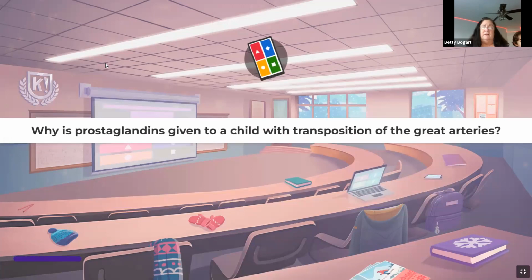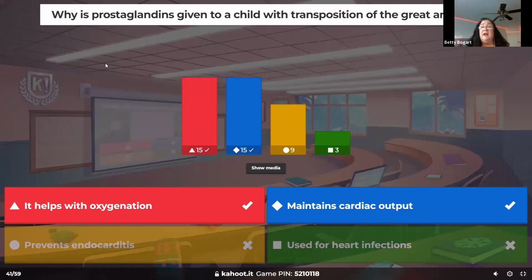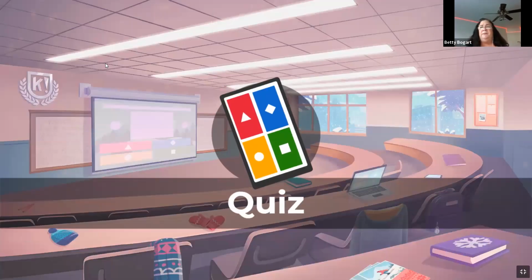A multi-select. Why is prostaglandins given to a child with transposition of the great arteries? What is prostaglandins used for, right? We know it's for oxygen and it maintains cardiac output. It is not an antibiotic for anything, okay? All it does is keep that vessel open. It oxygenates and lets the heart work.